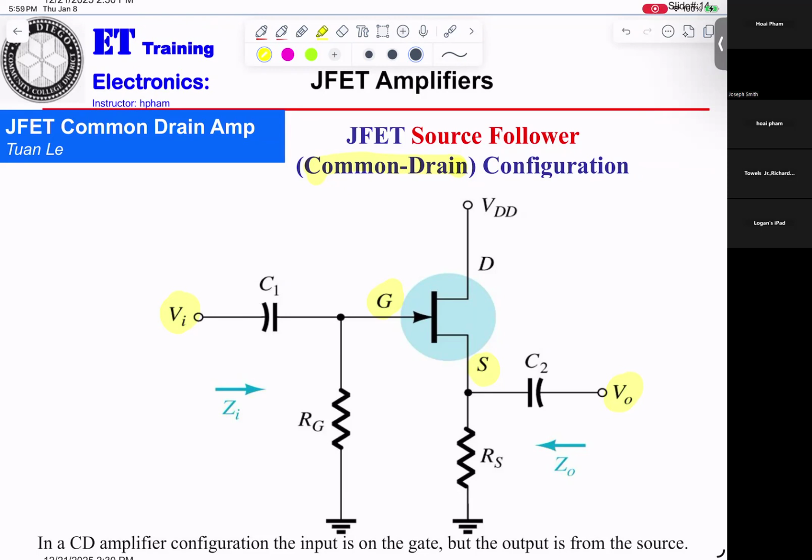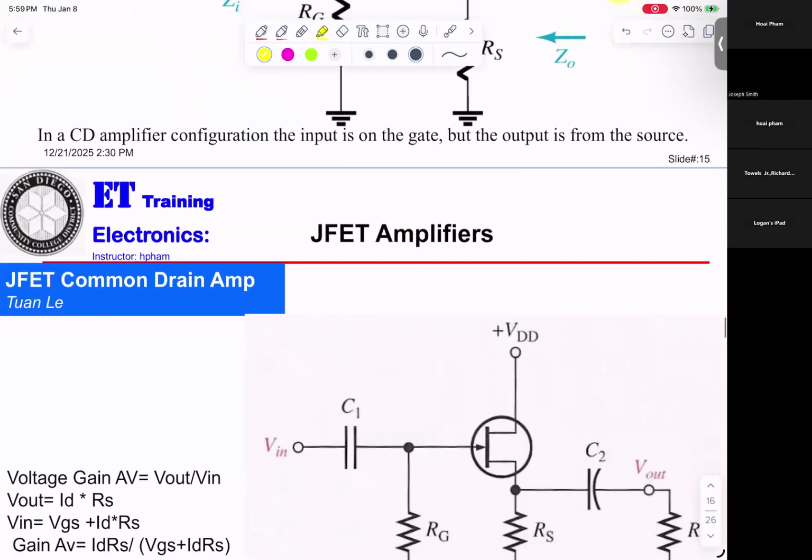You're talking about input impedance. Yeah, it's RG. And the output impedance, you short out the C2, so the output impedance is RS. Okay, we'll see.